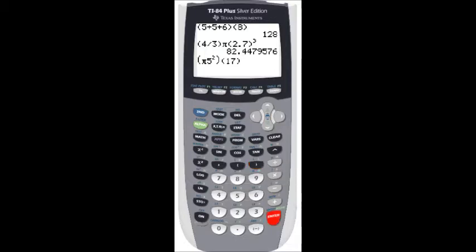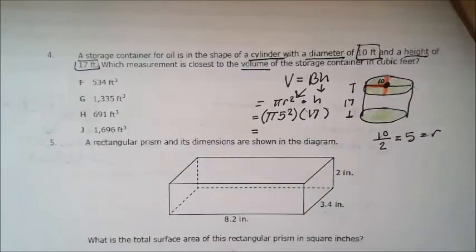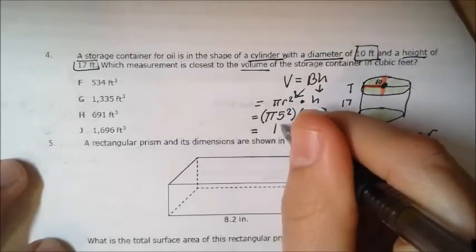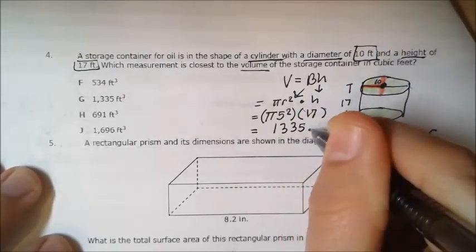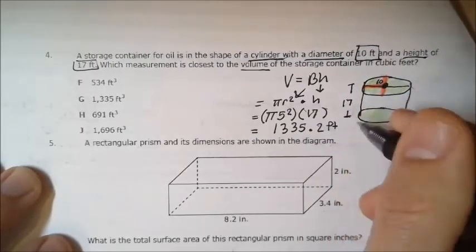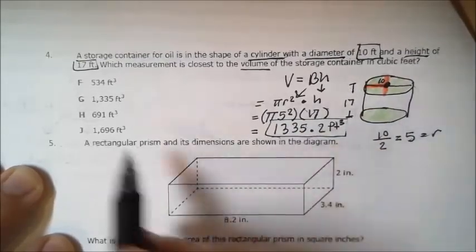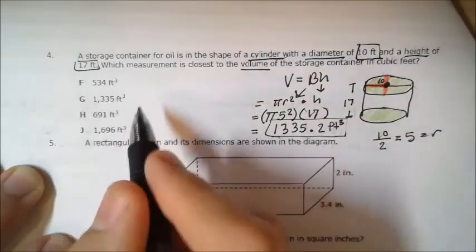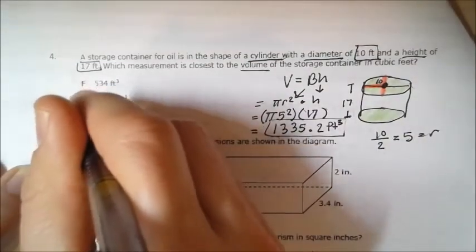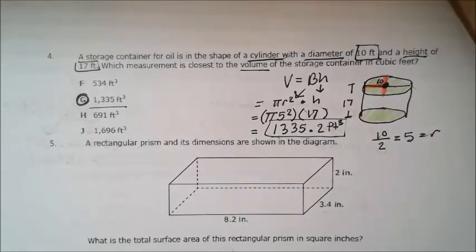So then I'm going to hit enter, and it gives me 1335.2. So let's go ahead and document that real quick on our answer sheet. Alright, so we got 1335.2, and it's in feet, so we got feet cubed. And the closest answer to that, notice that they rounded it to the ones place, is 1335 feet cubed. So the answer is G. Now let's go ahead and move on to number 5.